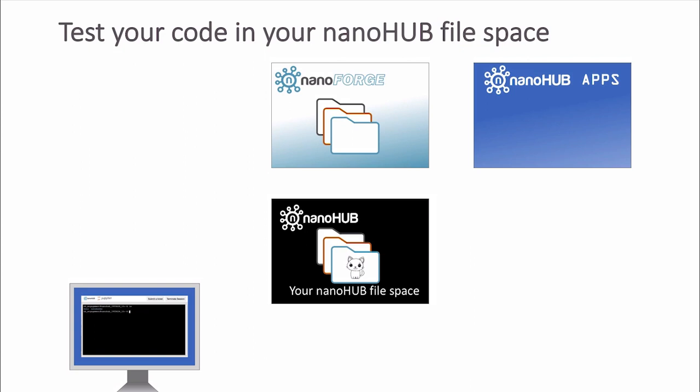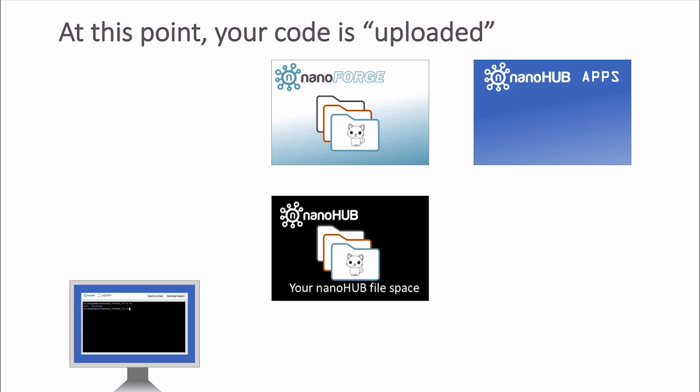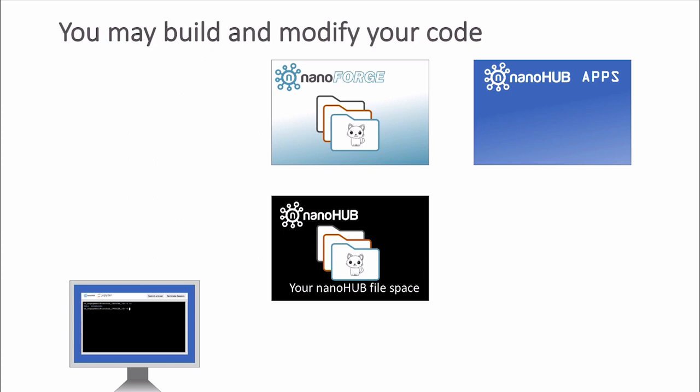Once your code is in your nanoHUB file space, you'll want to test it there to make sure it works properly in nanoHUB. When some of your code is ready, you can commit it in your local repo and then push the code to nanoFORGE. This updates nanoFORGE and synchronizes it with changes you have made in your local code repo. At this point, your code is considered to be uploaded.